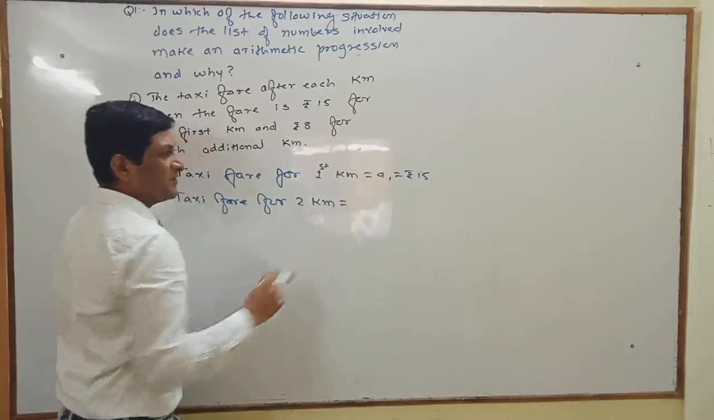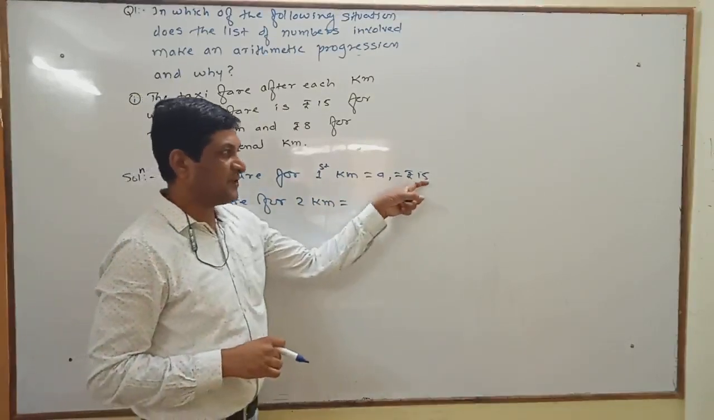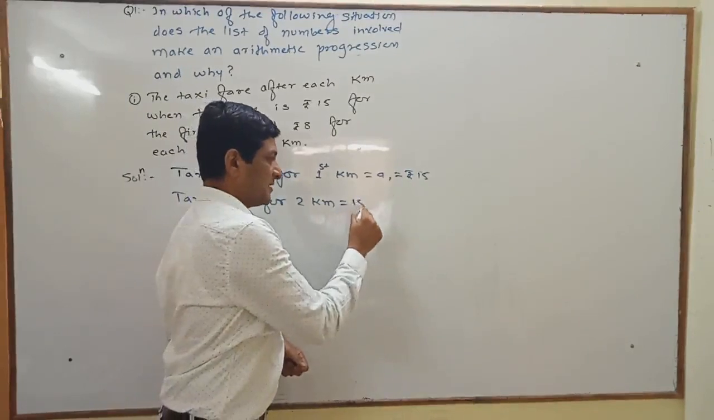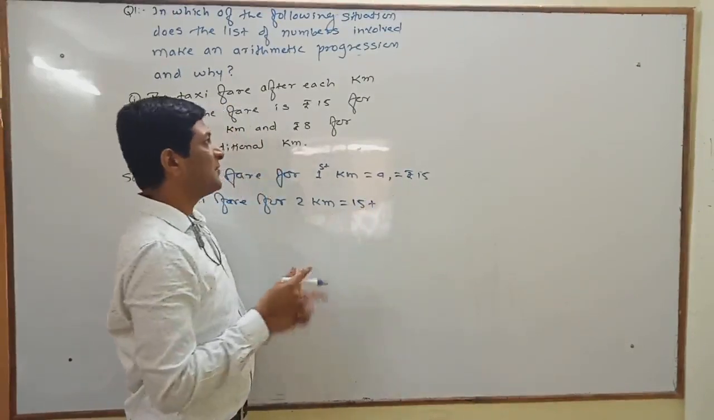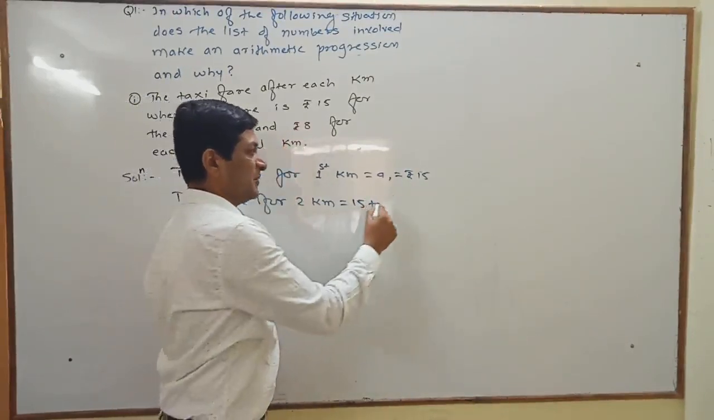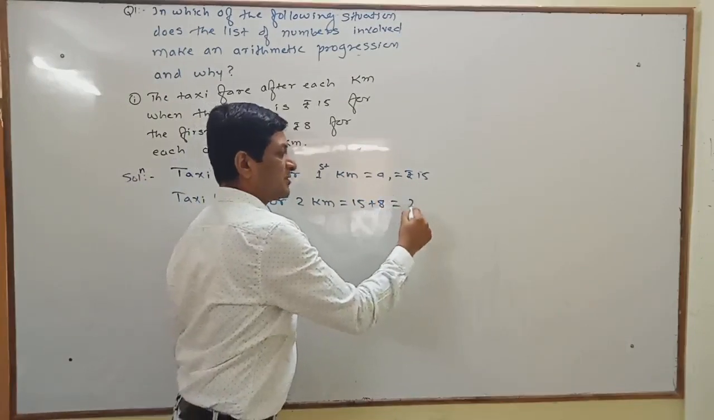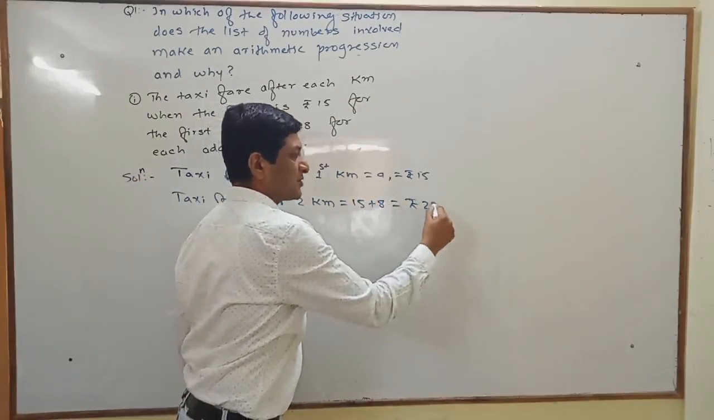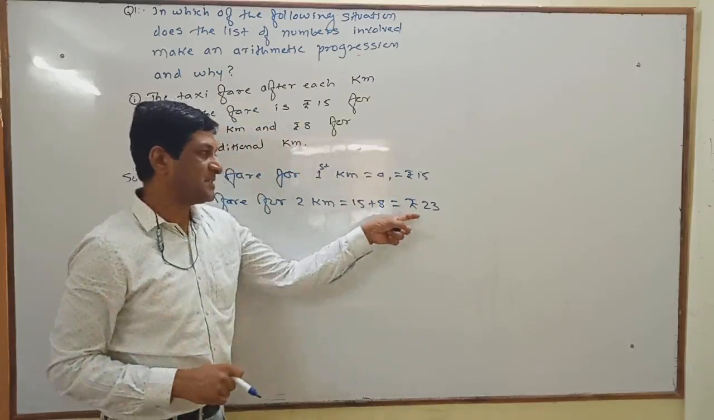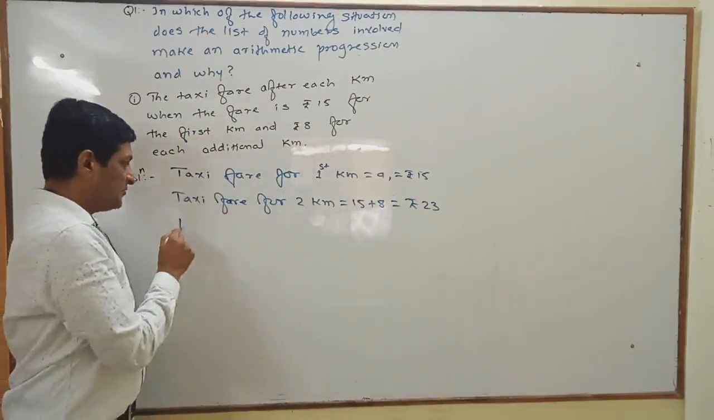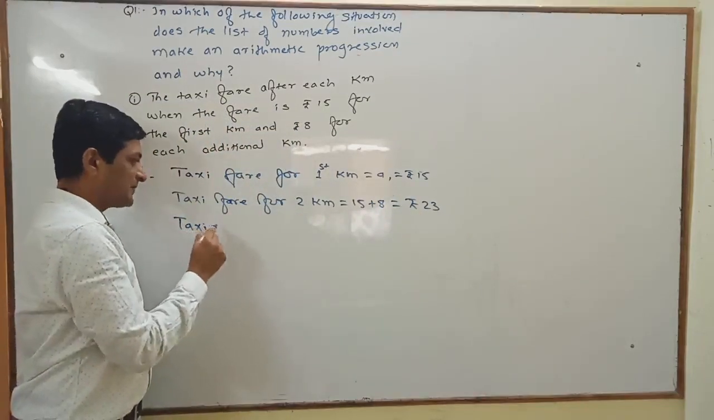So according to the given condition, the taxi fare for the first kilometer is 15, plus the taxi fare for the second kilometer is rupees 8, which means 15 plus 8 will be equal to 23. This is the taxi fare for 2 kilometers.